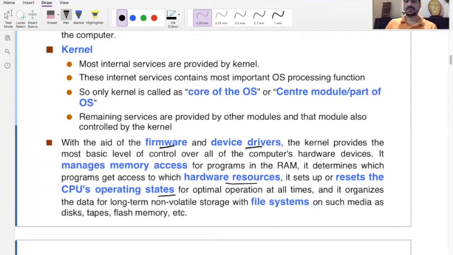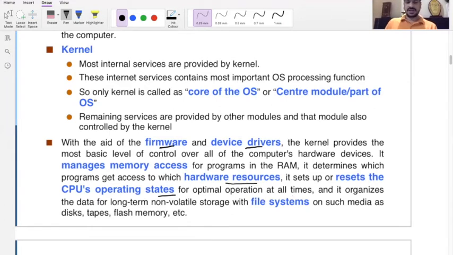It sets up or resets the CPU operating state. There are mainly two states of the CPU: the CPU works in user mode, or the CPU works in supervisor mode. To manage these two modes, there is an interface called kernel mode. Through the kernel, the CPU decides in which mode it is going to run, whether user mode or supervisor mode. We'll see what the different modes are later; here we'll not discuss it.